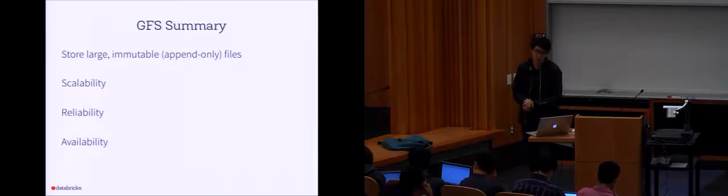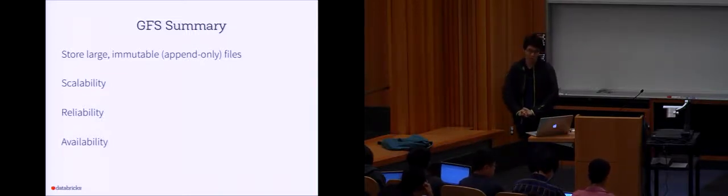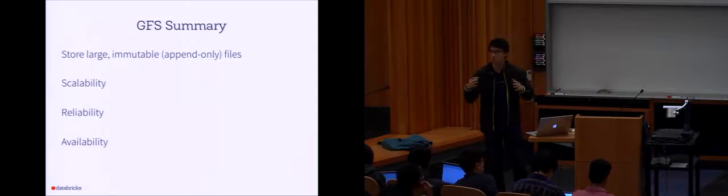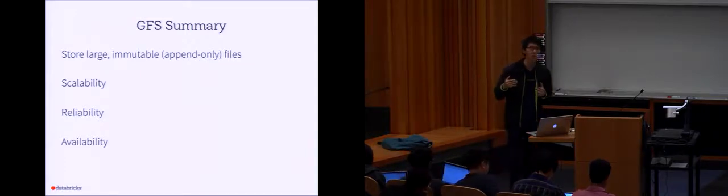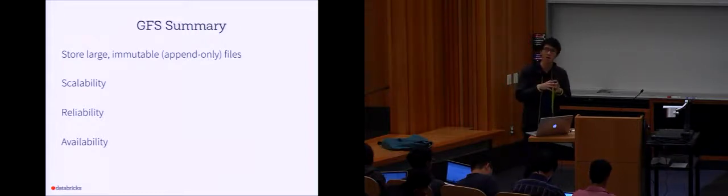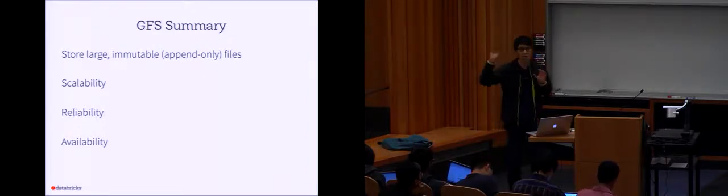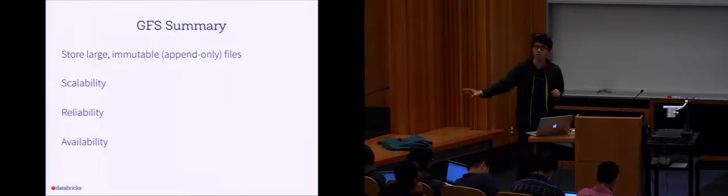So GFS, in short, if there's only one property you have to remember, it is the fact that it is designed to store very large files, and that they're immutable. That actually makes it easier, and they came up with a design based on this assumption that can achieve very good scalability, reliability, and availability. Basically, almost anything can fail, and the system will still work.